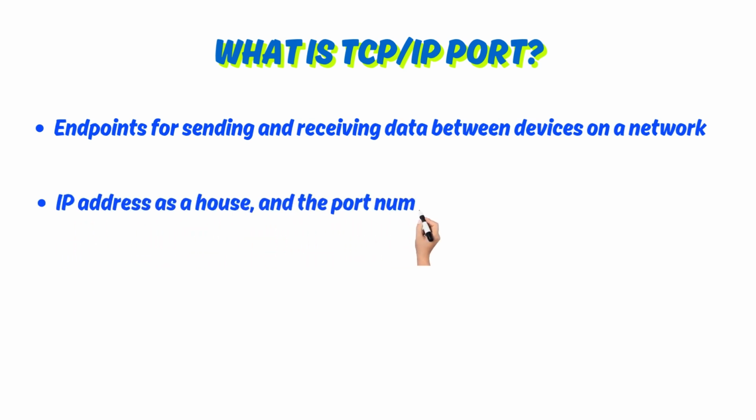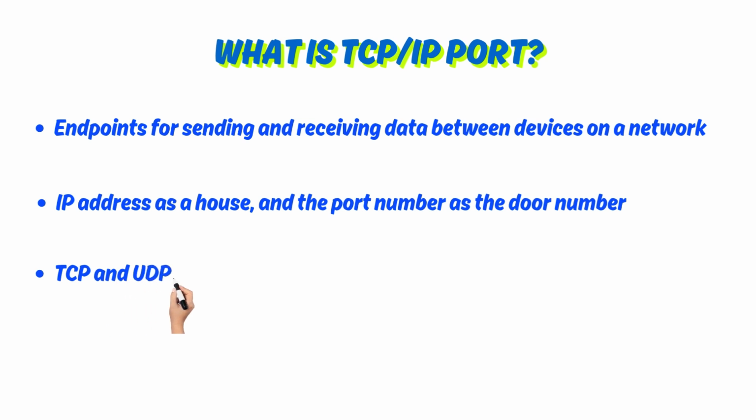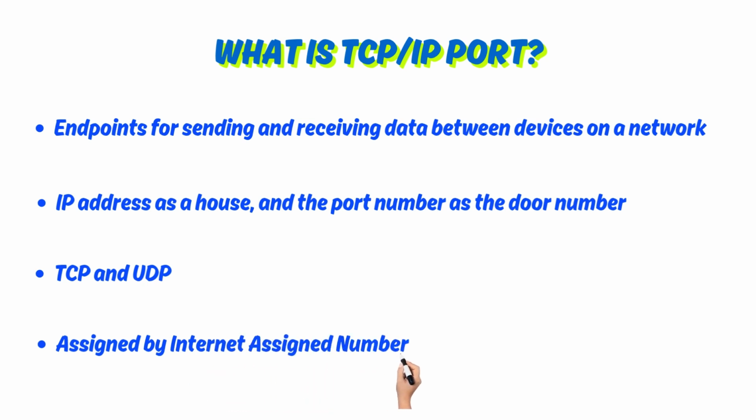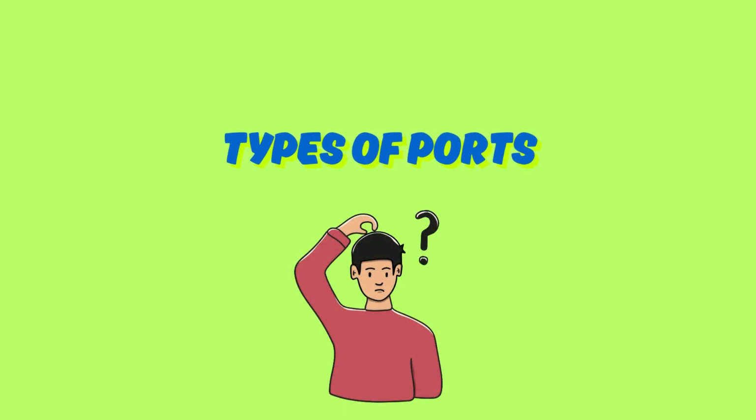There are two categories of ports for sending and receiving data on a computer, TCP and UDP. The total number of TCP ports is 65,535 and similarly UDP has 65,535. The ports are assigned by IANA, which stands for Internet Assigned Numbers Authority. The port numbers can be divided into three different ranges.